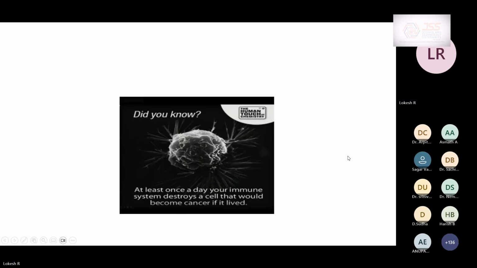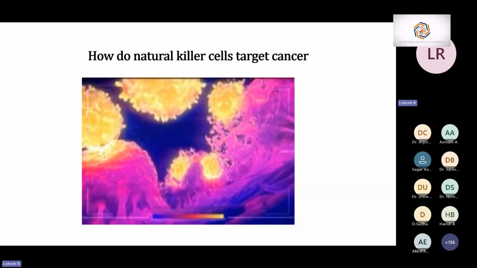One interesting point about cancer is that at least once a day, our immune system destroys a cancer cell that would become a cancer if it lived. Every day these cancerous cells are produced, but if our immunity is strong, then it will be able to destroy the cancer cell. Otherwise, it remains, and the cancer cells go on replicating if the immune system is weak.